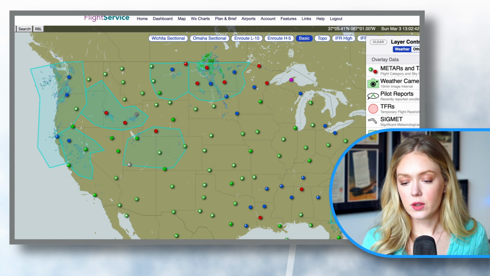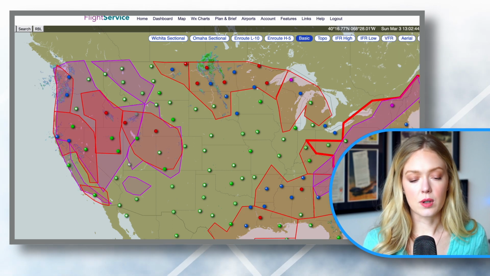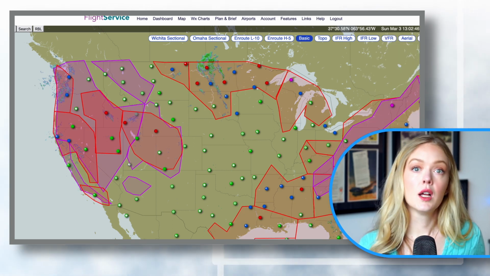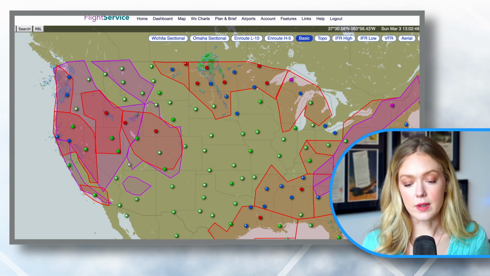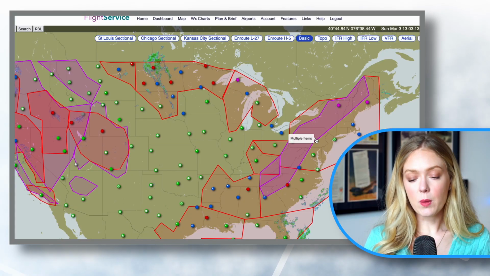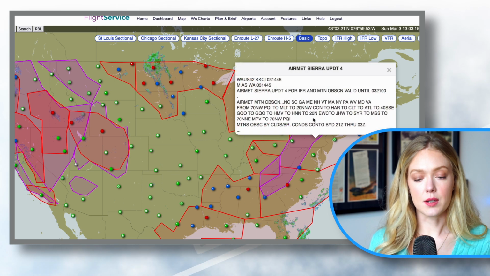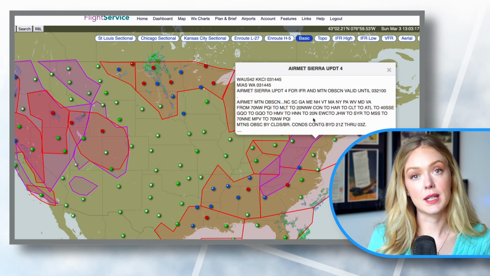If we turn off the Zulu, we'll turn on the Sierra, and this supports everything we were talking about earlier with the IFR versus VFR. Red AIRMETs are the AIRMET Sierra because you cannot see: ceiling below 1,000 and visibility less than 3 miles. The purple ones are specifically for mountain obscuration, meaning that we have instrument conditions and mountains.